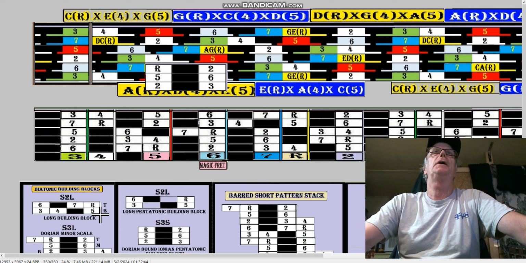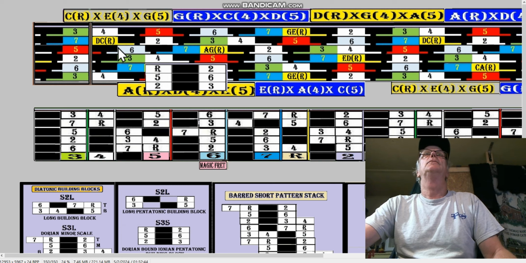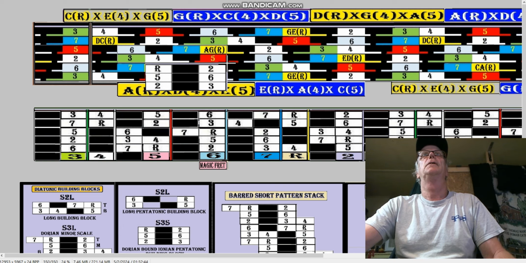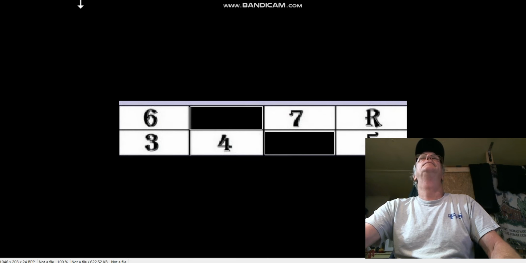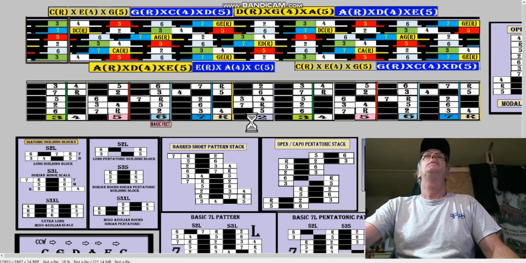Do this in your mind. You see the pattern as the top of an S3S, stack of 3 short. Oh, messed up. I messed up there.